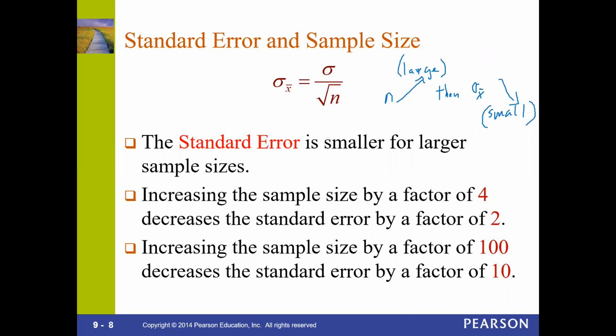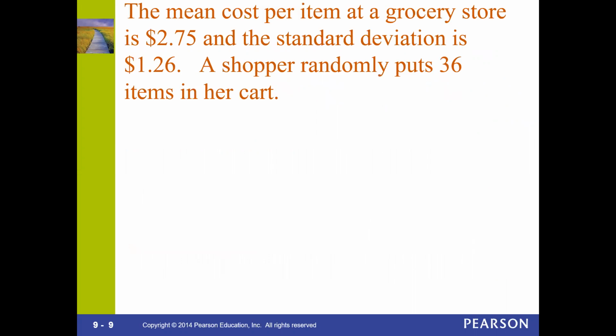But before, let's do something. For example, the mean cost per item at the grocery store is $2.75. That's the mean cost. The standard deviation is $1.26. The shopper randomly puts 36 items in a cart. The first question would be, is $2.75 a statistic or a parameter?